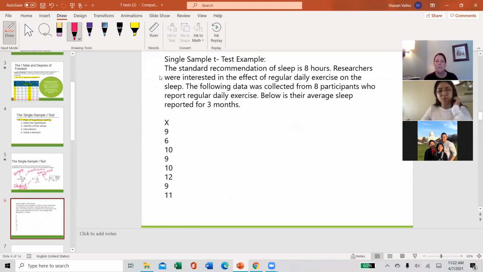It says, the standard recommendation of sleep is 8 hours. Researchers were interested in the effect of regular daily exercise on sleep. The following data was collected from 8 participants. That's a big thing right there. From 8 participants who report regular daily exercise. Below is their average sleep reported for 3 months.